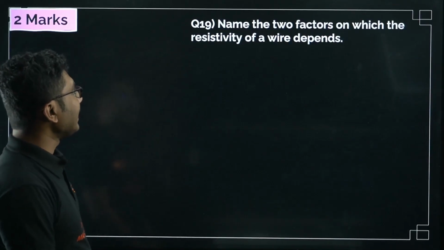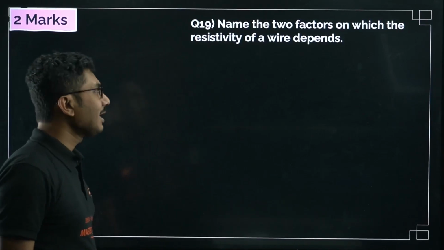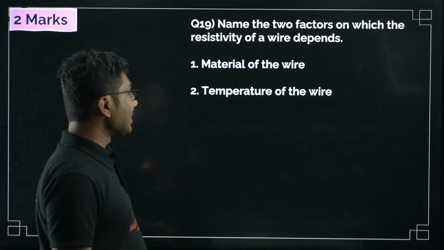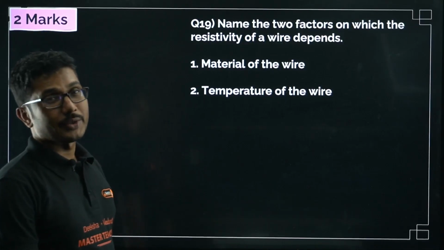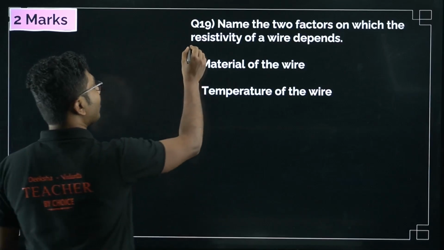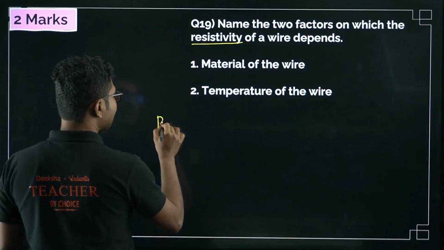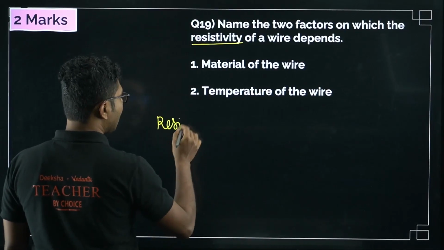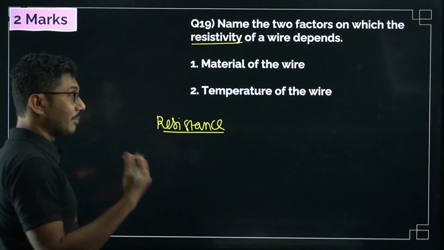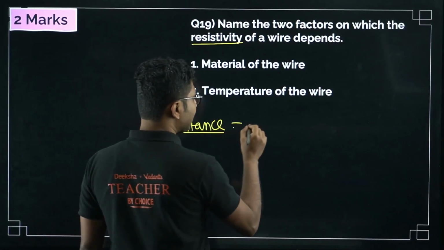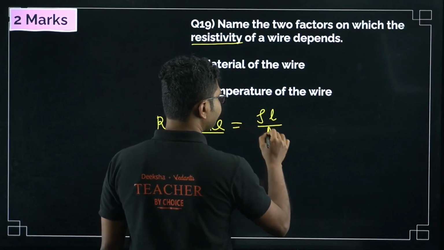Now question number 19, name 2 factors on which the resistivity of a wire depends. So obviously resistivity depends on material of the wire, temperature of the wire. Okay, so we are talking about resistivity. Now just to give you a heads up, the same question can come about resistance as well. Now resistance is basically, we know that, rho L by A.